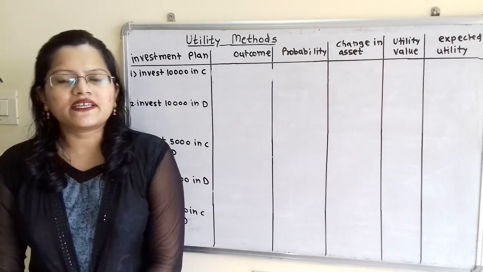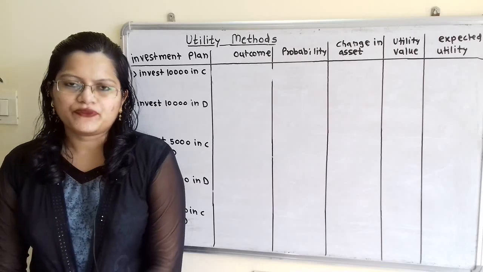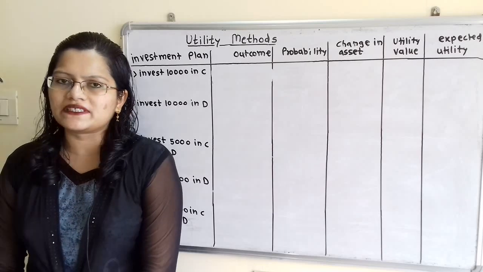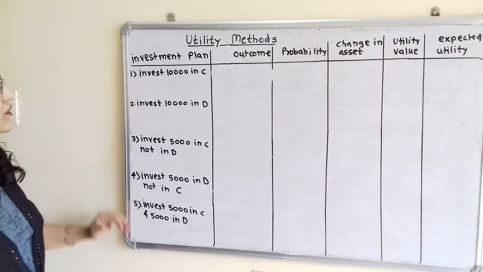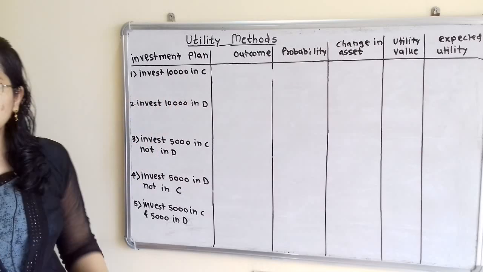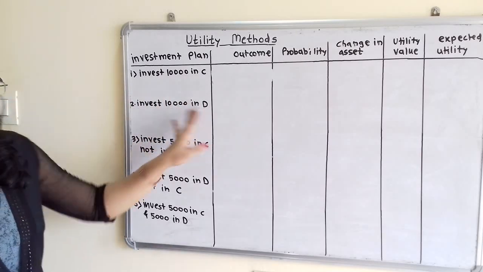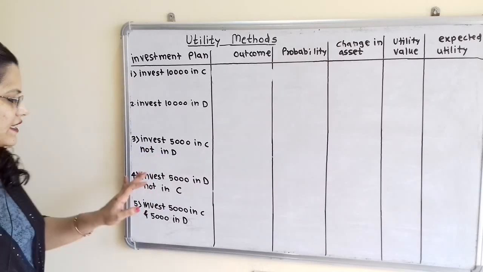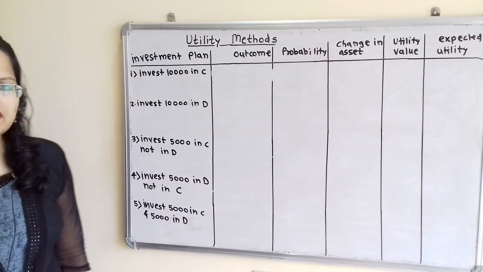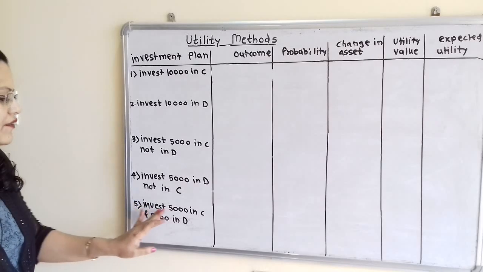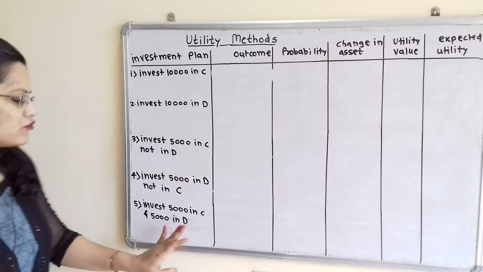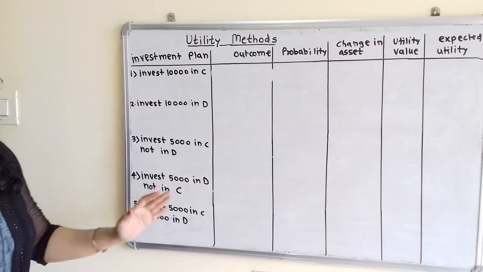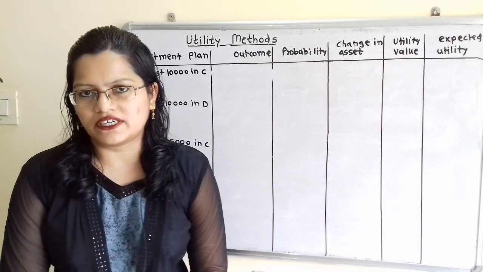Now we will prepare the table as per the given data. Here different options, so we can say alternatives are given to the businessman, and the alternatives are: first is invest 10,000 in company C, then invest 10,000 in company D, then invest 5,000 in C and not in D, then invest 5,000 in D and not in C, and last option is given, invest 5,000 in C and 5,000 in D. Now we have to select the best alternative by the calculation of expected utility.